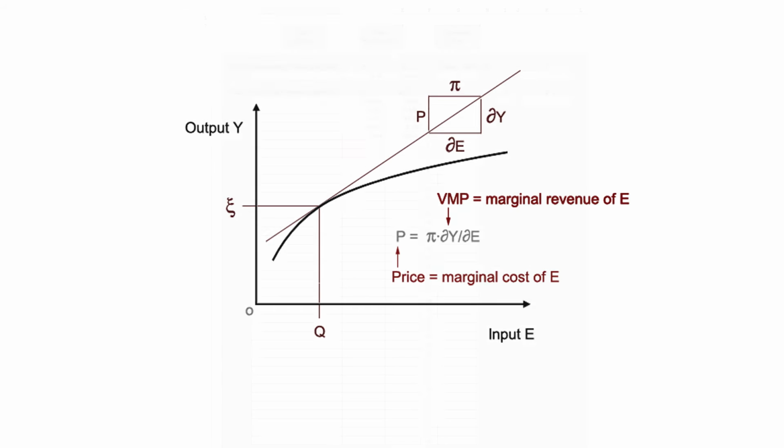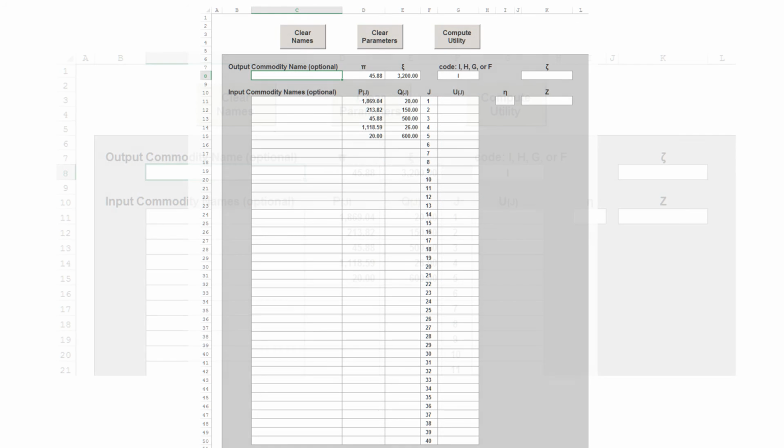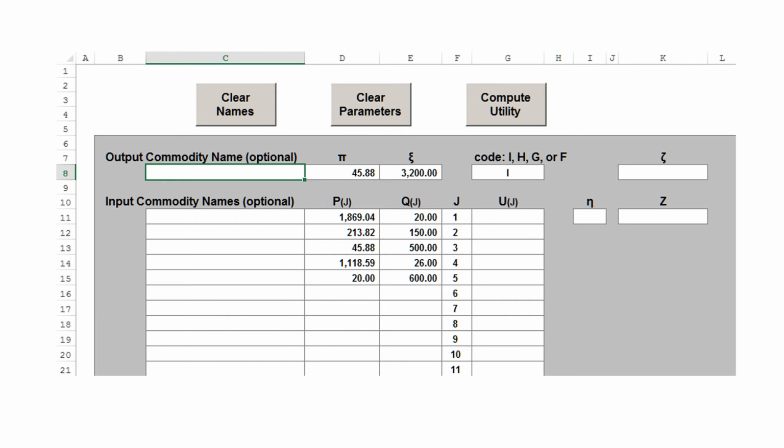The front-end spreadsheet for our utility algorithms is showing here. Column C provides space for entering the names for the output and for the input commodities. These names can be removed en masse by clicking on the Clear Names button. Commodity names are optional and are available to be used as needed for presentation purposes. They have no effect on what the algorithms do. Alternately, inputs can be referenced by number as automatically provided in column F.